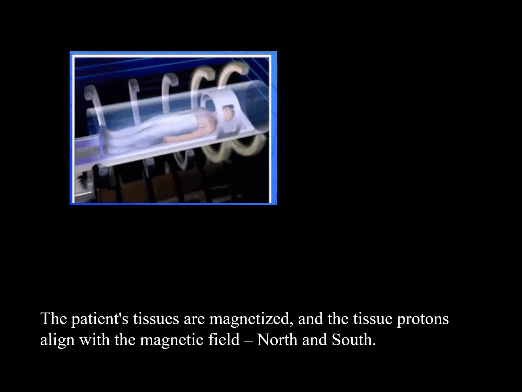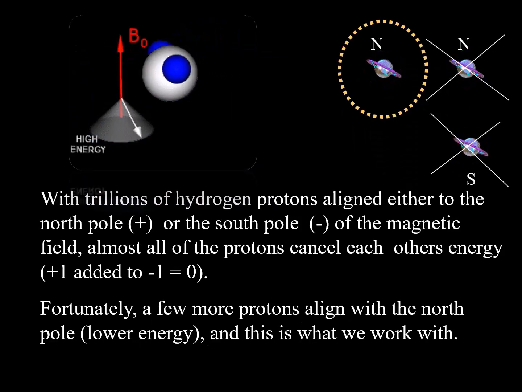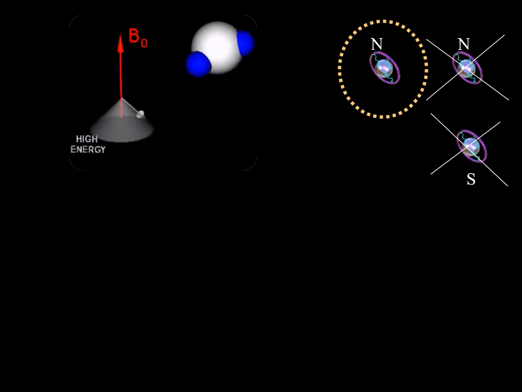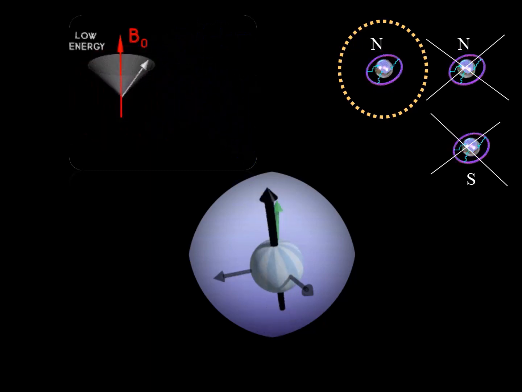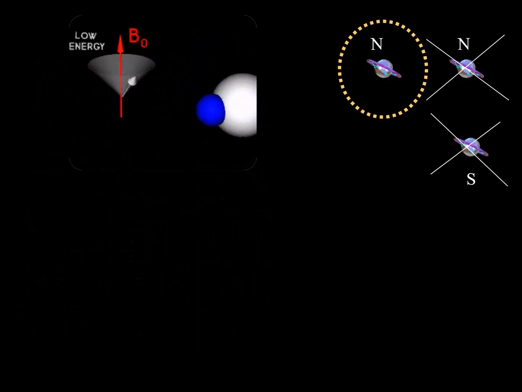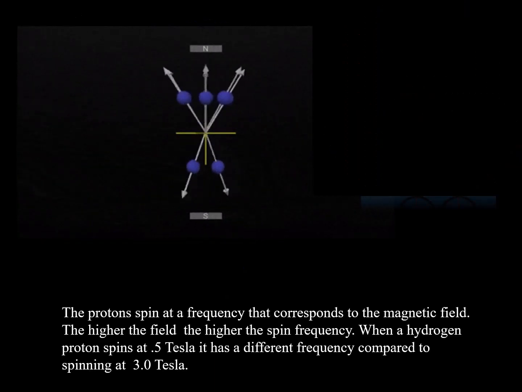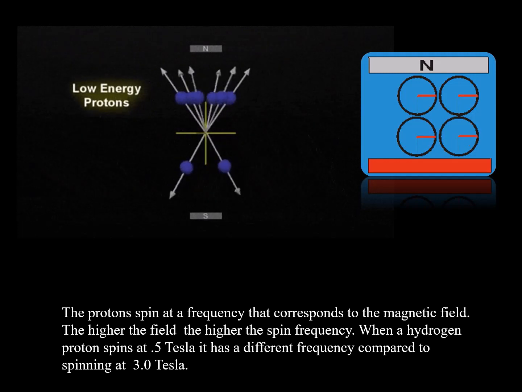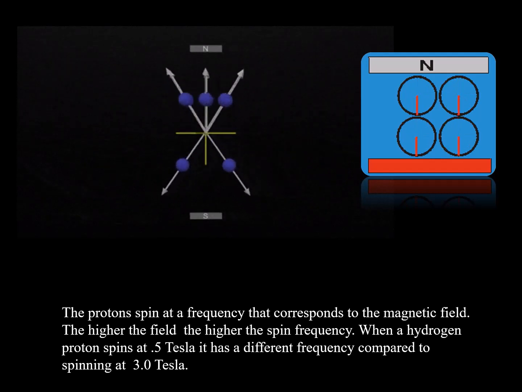When aligned with the magnetic field of an MRI, the protons spin at a frequency that corresponds to the magnetic field. The higher the field, the higher the spin frequency. When a hydrogen proton spins at 0.5 Tesla, it definitely has a different frequency compared to spinning at 3.0 Tesla. The higher the frequency, the higher the signal strength, so therefore there's less time needed to gather the information needed to create images. The MR magnet is always on, so when the patient leaves the magnet, then the protons return to their original state. In their original state, the protons wobble very similar to the Earth rotating on its axis. This is known as precession, both for the Earth and for the protons.